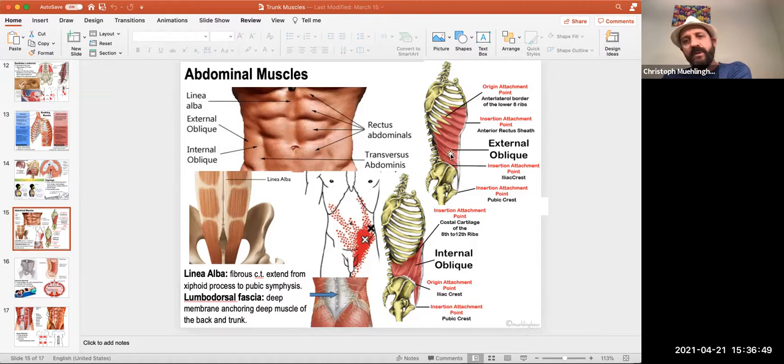That's the fiber direction, because when you look at muscles and you have to figure out which muscle is which on a model, or even when you work on it, you can feel the fibers or you can see the fibers.